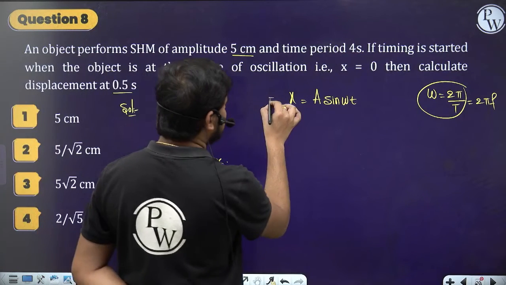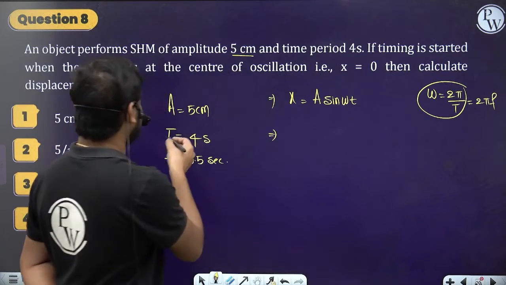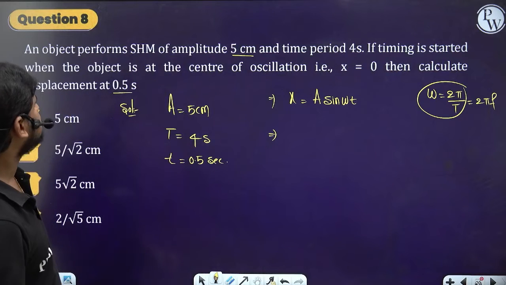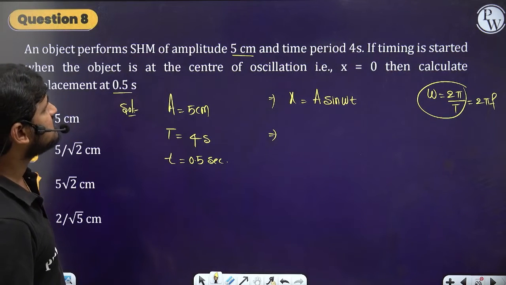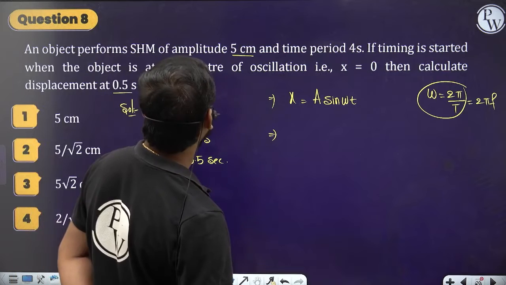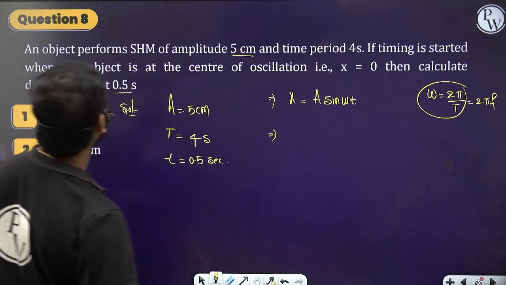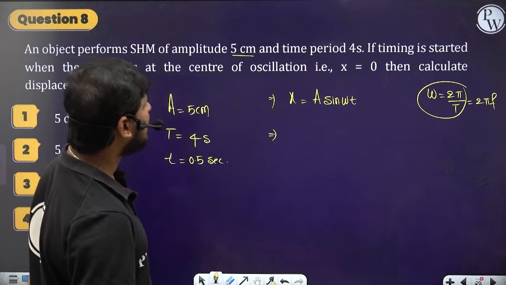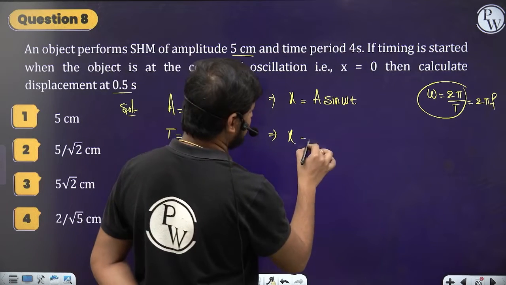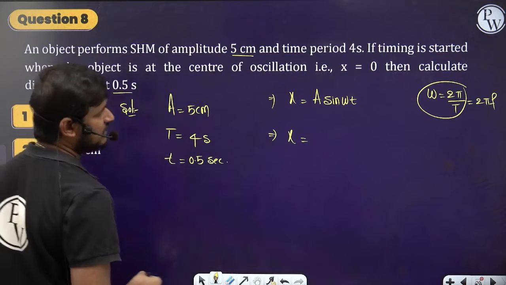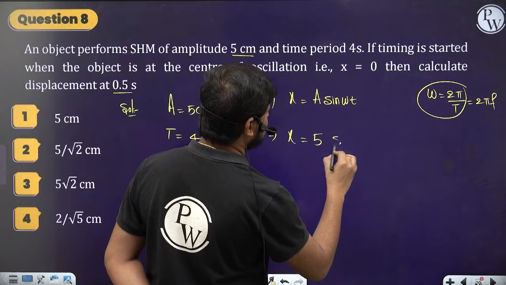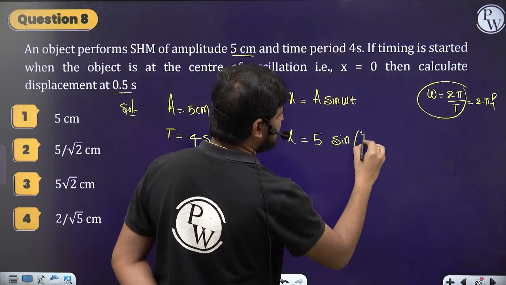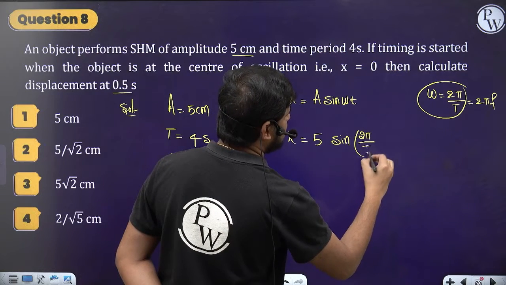So x is equal to, what's x? The displacement. It starts from x = 0, right? Sorry. So its amplitude is what? An object performs S.H.M of 5 cm. We have to find this x, right? Which is equal to a, what is a? 5 into sin. What is ω? Let's write 2π/T into the time t.